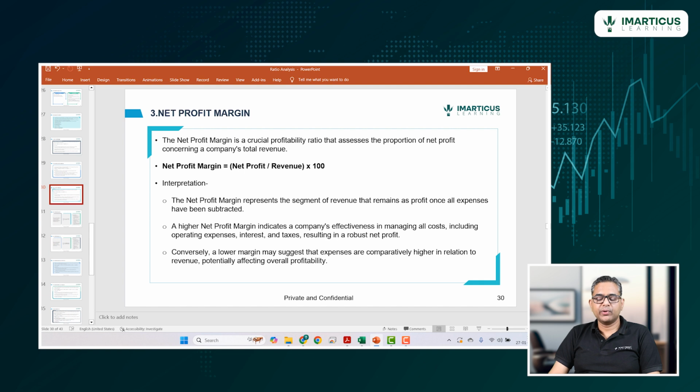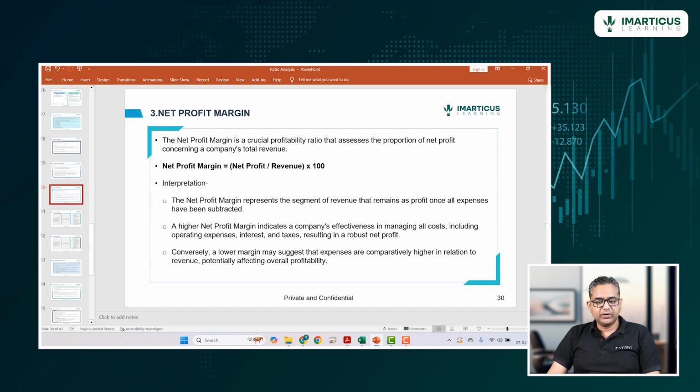It is a crucial profitability ratio that assesses the proportion of net profit concerning a company's total revenue. Interpretation: the net profit margin represents the segment of revenue that remains as profit once all expenses have been subtracted. Okay, so all expenses have been subtracted. What is left as profit after taking care of everything is known as net profit.